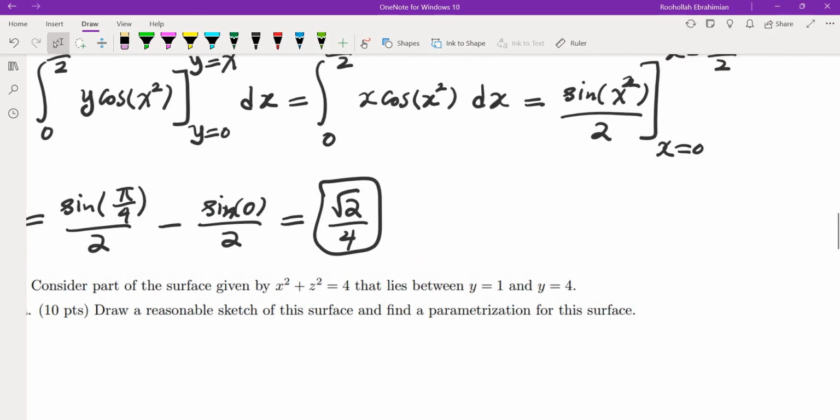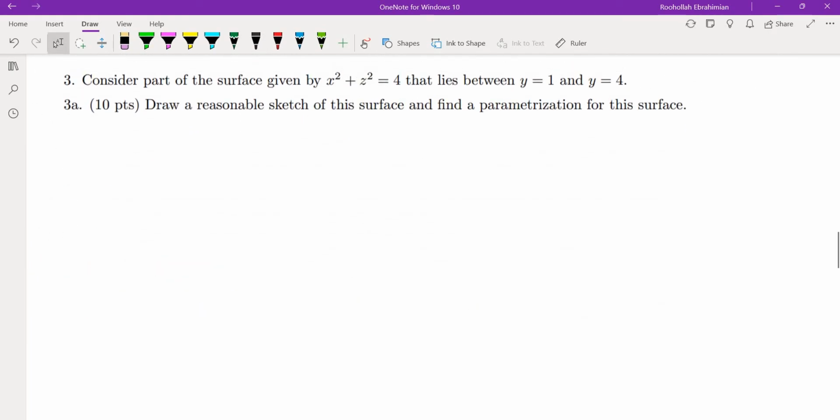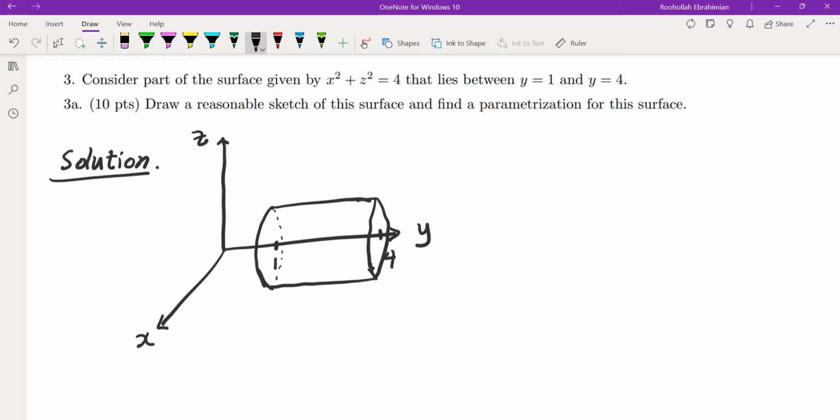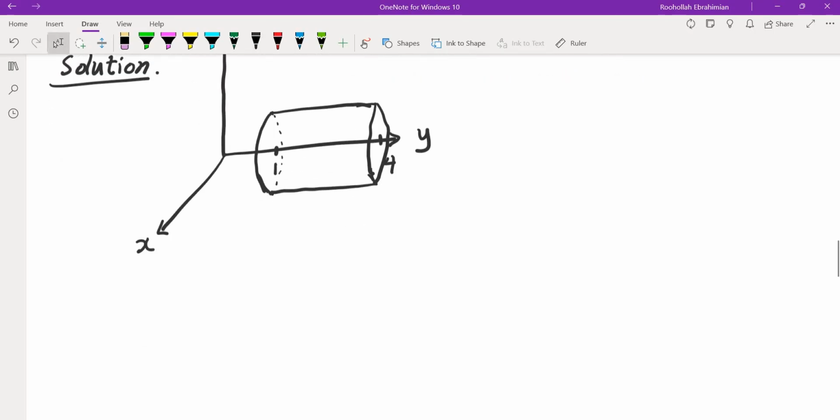Okay, so next one. Consider the part of the surface given by x squared plus z squared equals 4 that lies between y equals 1 and y equals 4. So y equals 1 is right here, y equals 4 right here, and it's a cylinder based on the y-axis. So we have something like this. So this is our surface. Draw a reasonable sketch of this surface and find a parametrization for this surface.